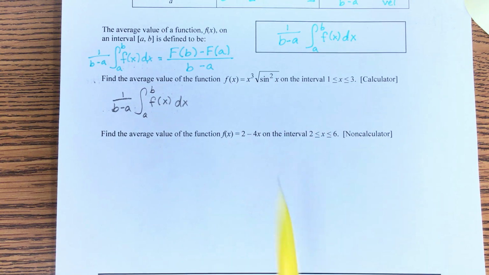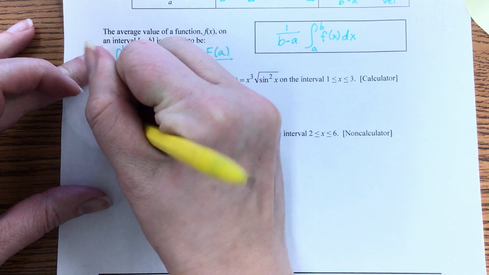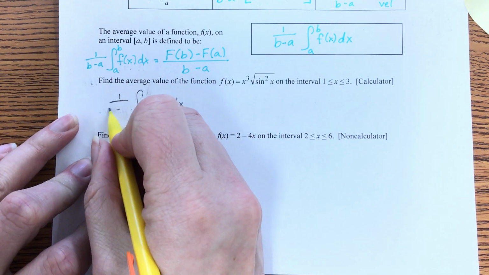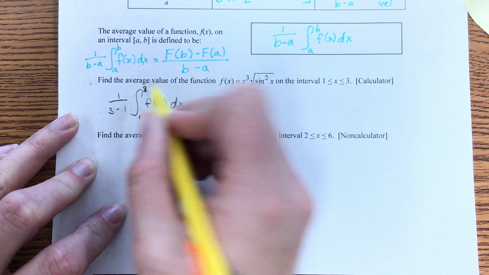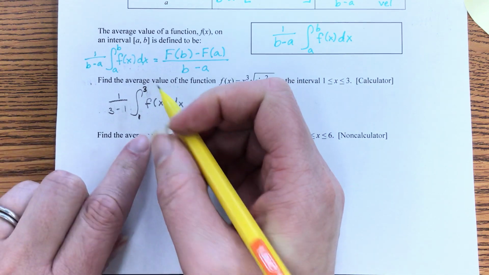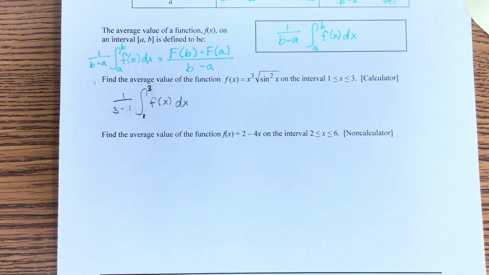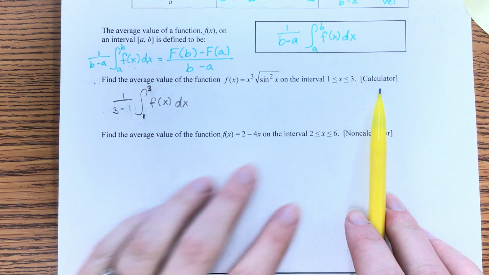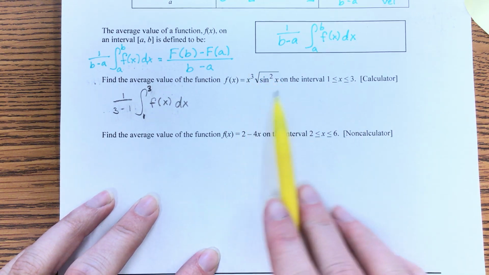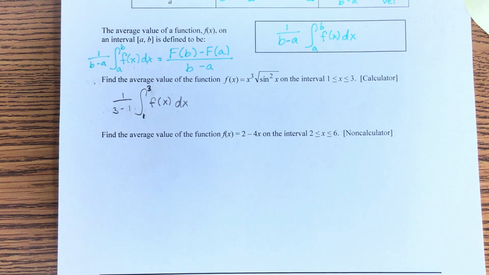Oh, in this case, we have 1 and 3. So I'm going to erase a and b and put 1 and 3. This is 3 and 1, 1 and 3. Oop, 3, there we go. Okay, it's always b minus a, top minus bottom, every single time. Okay, we are told to use a calculator on this one, and that's because we do not know how to take an integral of this by hand. So I've already plugged that into y1 just to save us some time.